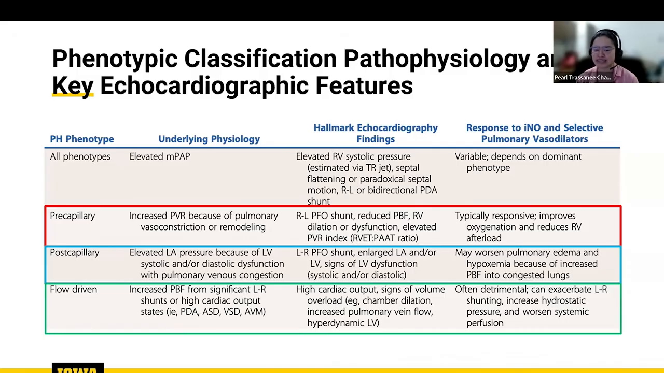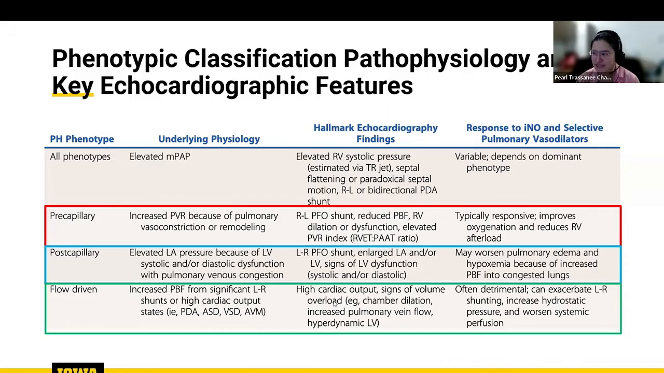In flow-driven pulmonary hypertension, the pulmonary pressures are elevated not because resistance is high, but because pulmonary blood flow is excessive. These infants often have a high cardiac output state with evidence of volume overload, including chamber dilation, increased pulmonary venous return, and a hyperdynamic left ventricle. Because the primary issue is excessive blood flow, pulmonary vasodilators may actually be harmful. By further lowering pulmonary vascular resistance, they can increase left to right shunting, worsen pulmonary overcirculation, and compromise systemic perfusion.